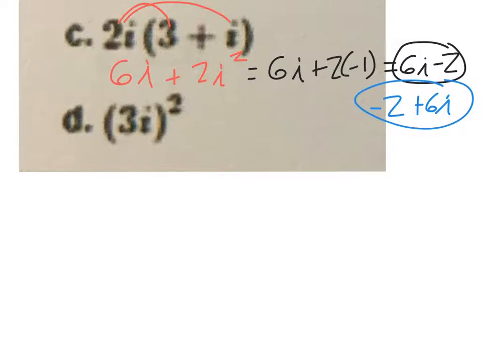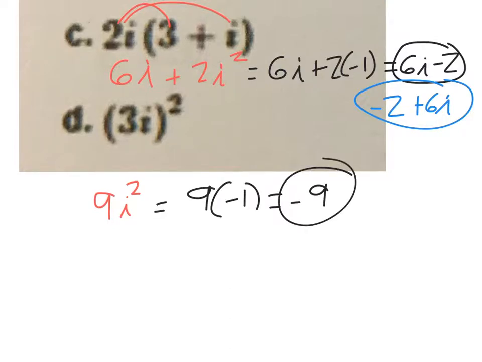Okay, then d part, we've got 3i, and all of that is squared. So when you square a monomial, you square all parts of the monomial. So I've got to square the 3 and I've got to square the i. So 3 squared is 9 and i squared is i squared. Again, we just talked about i squared is negative 1. So that gives negative 9.